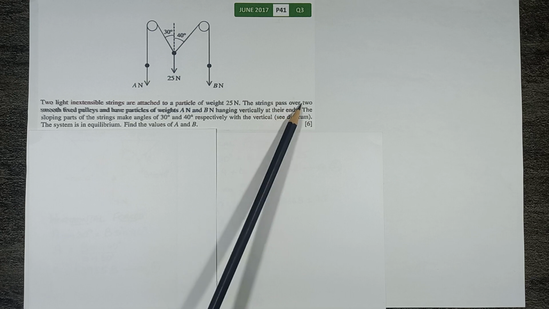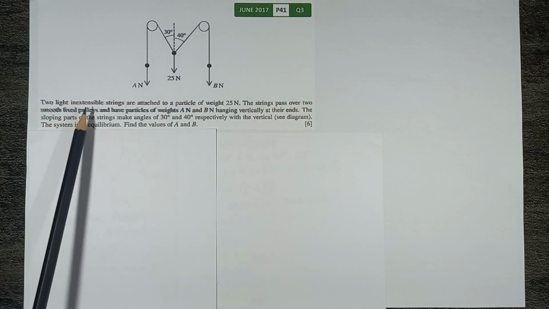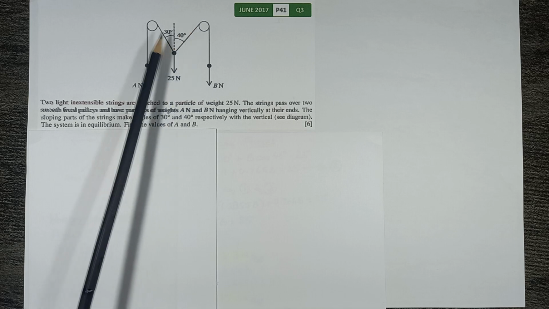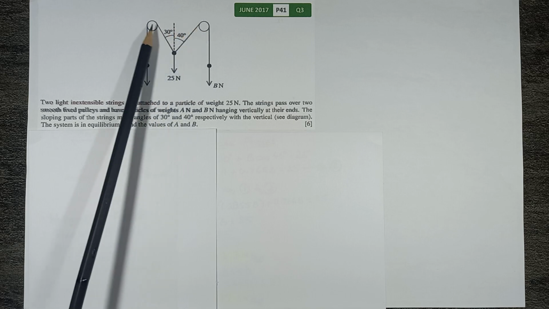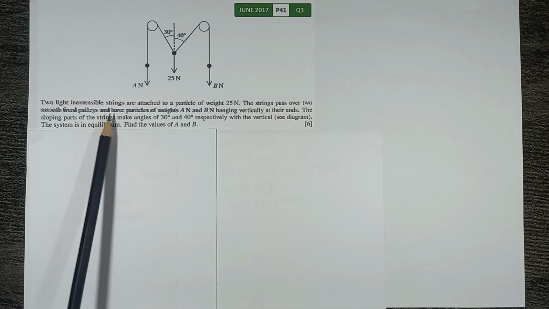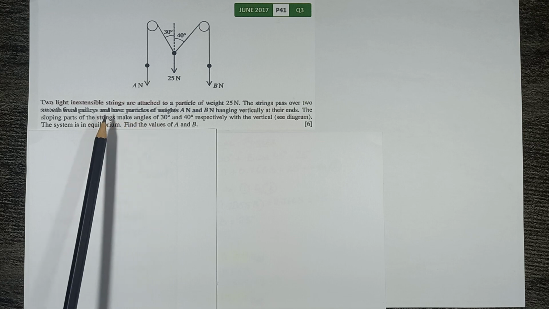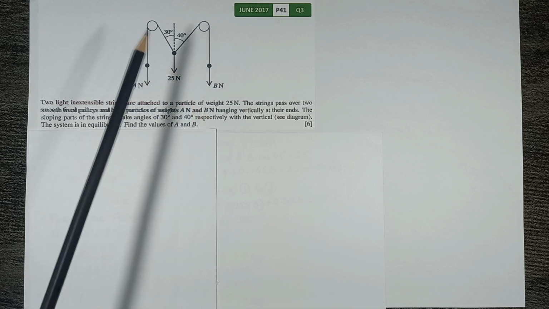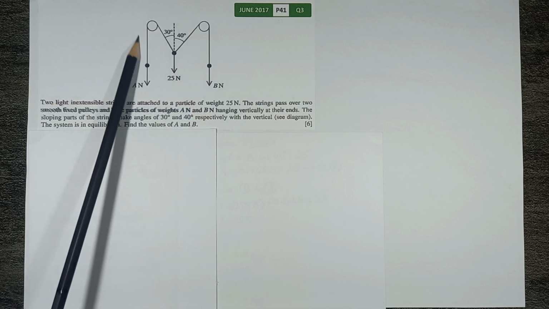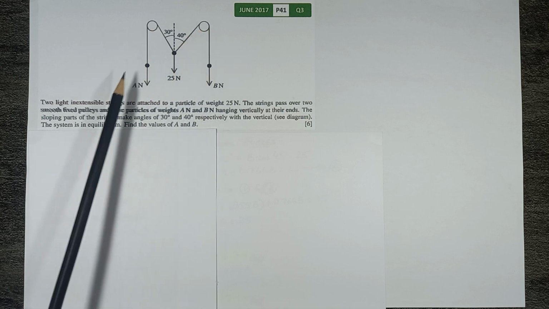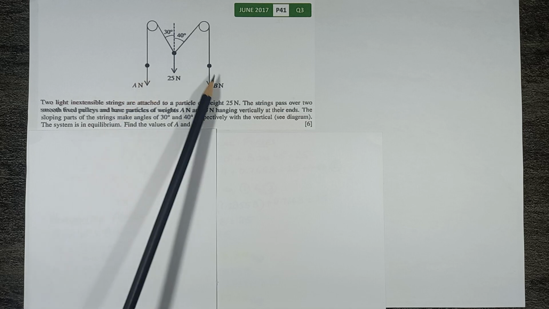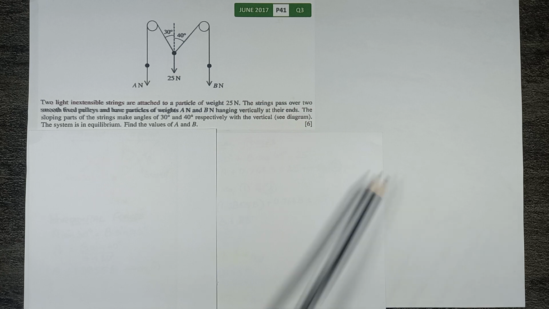The strings pass over two smooth fixed pulleys, and definitely we can see in the diagram that the two strings are passing over these two pulleys, and hence the other ends of these strings are attached to particles of weight A Newton and B Newton.